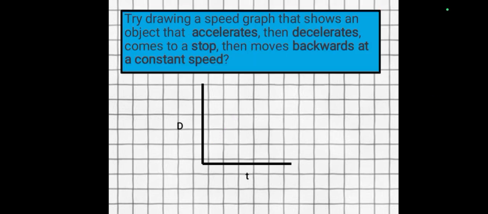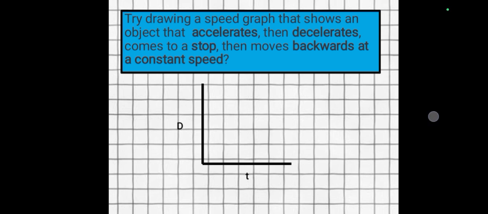Okay, another example here. Try drawing a speed graph that shows an object that accelerates, then decelerates, comes to a stop, and then moves backward at a constant speed. So one, it accelerates, second, it decelerates, third, it comes to a stop, and fourth, it goes back to its starting point but at constant speed. You might be saying, sir, it's so many to figure out in that graph. It's quite complicated. No, it's not actually complicated. We have to do it one at a time.